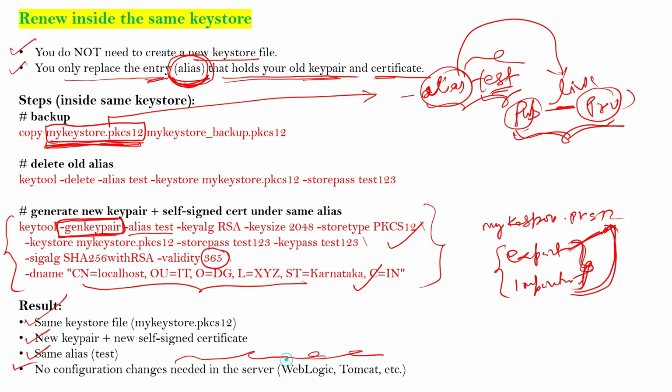Specifically when we talk about WebLogic, from the console we configure the private key alias. If you remember, we configured the alias from the WebLogic console as well. We are using the same alias here, so there is nothing required to be changed at the WebLogic level. You just need to delete the old alias, then generate the new key pair, and the renewal of your self-signed certificate will be completed.